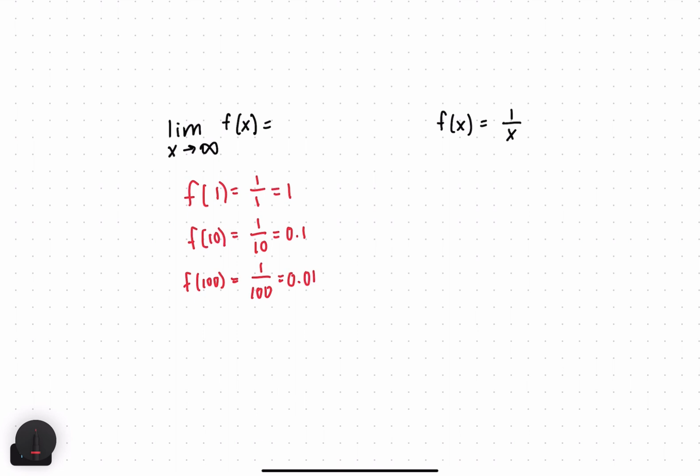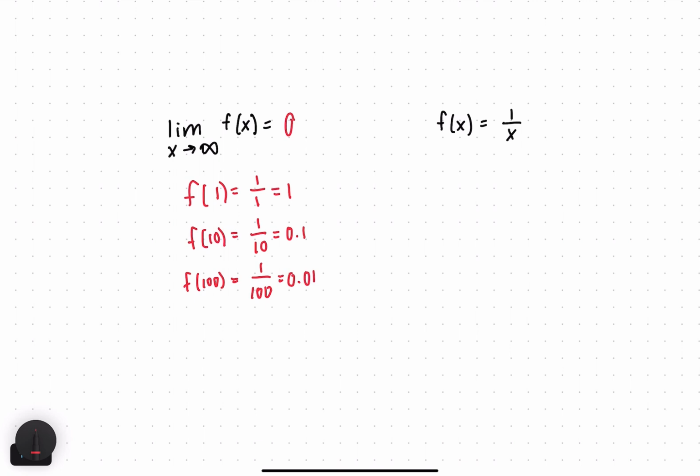So in our example, as the inputs get larger and larger, aka getting closer to infinity, the function is approaching 0. So we would say that the limit as x goes to infinity for the function f of x, where f of x is equal to 1 over x, is 0.